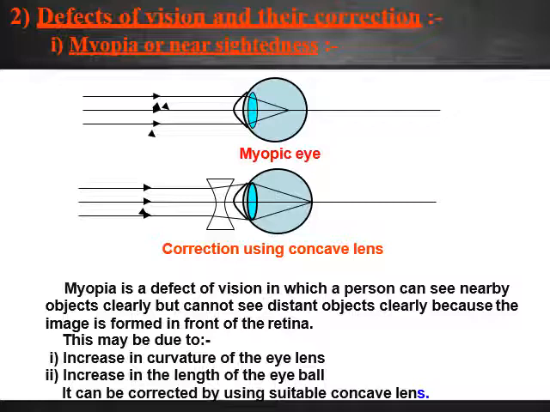This defect is due to increase in curvature of the eye lens or increase in the length of the eyeball, and it can be corrected by using a suitable lens, that is known as concave lens. The power is minus power and it is corrected by the use of concave lens.